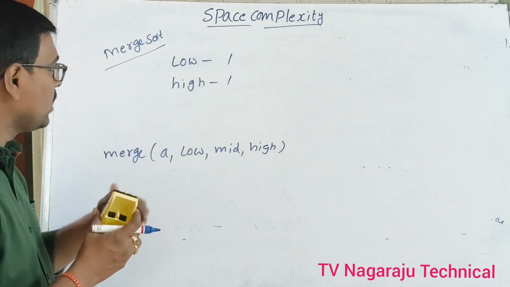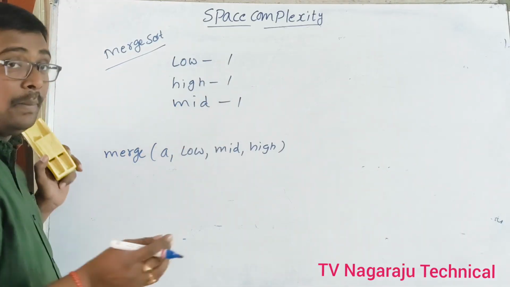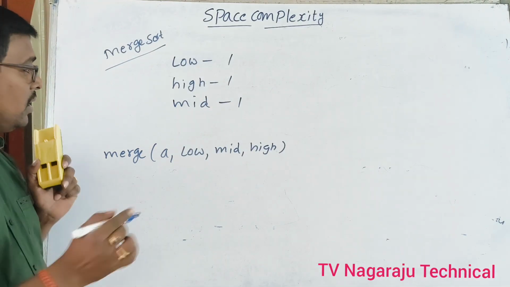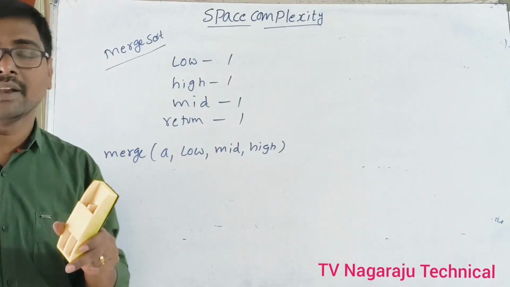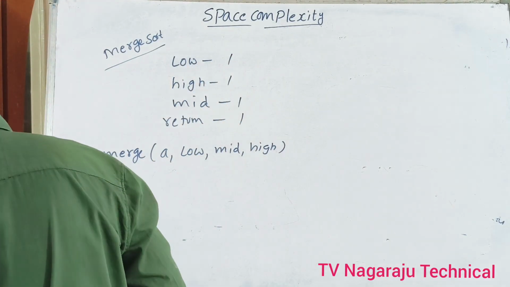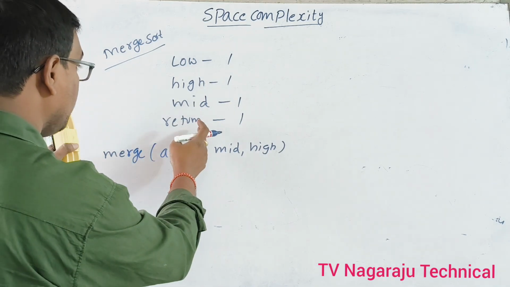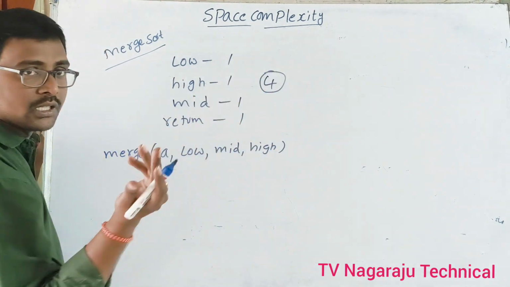So low needs 1 unit of memory, high needs 1 unit of memory. Similarly, the mid value needs 1 unit of memory, and the return address needs 1 unit of memory. Any other memories are there? Only 1 unit of memory each: low, mid, high, and then return. So total it is 4 units of memory.